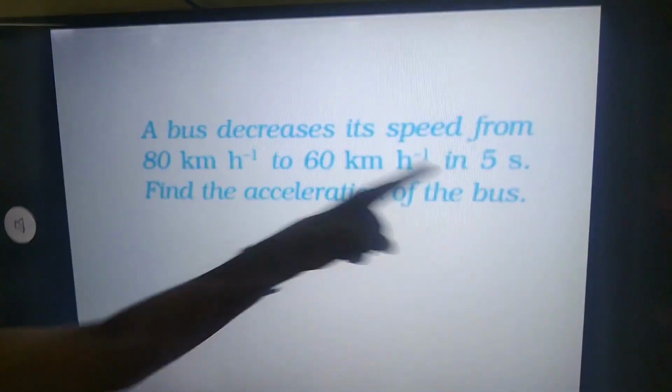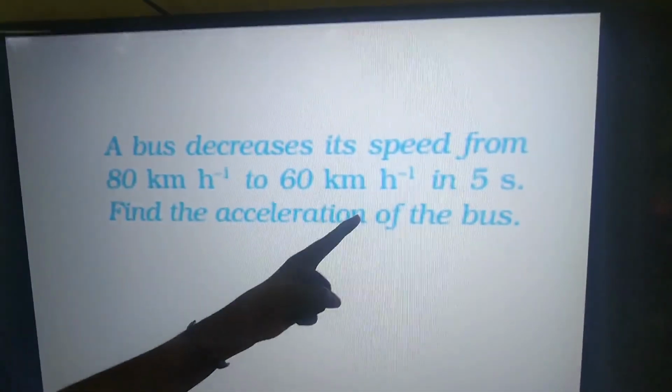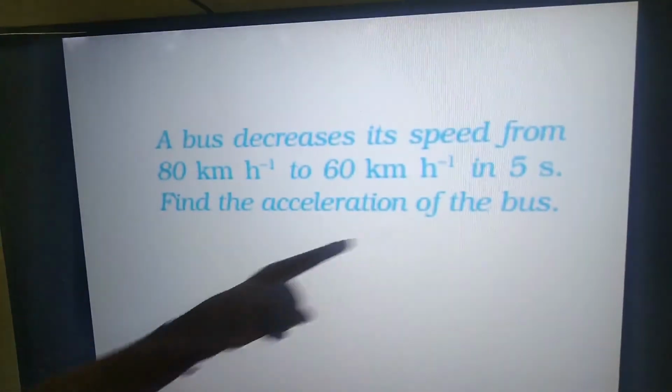A bus decreases its speed from 80 km per hour to 60 km per hour in 5 seconds. So find the acceleration.